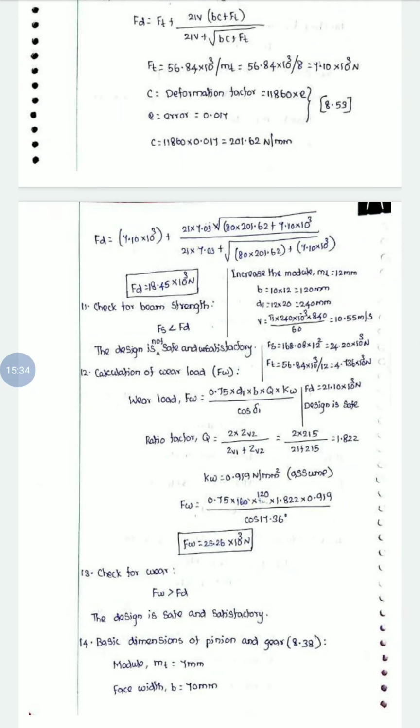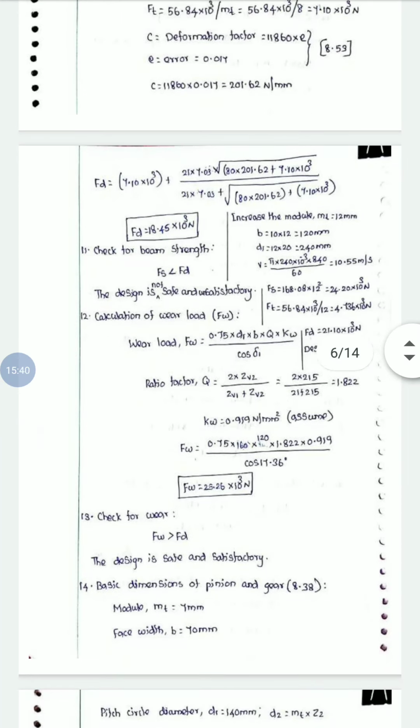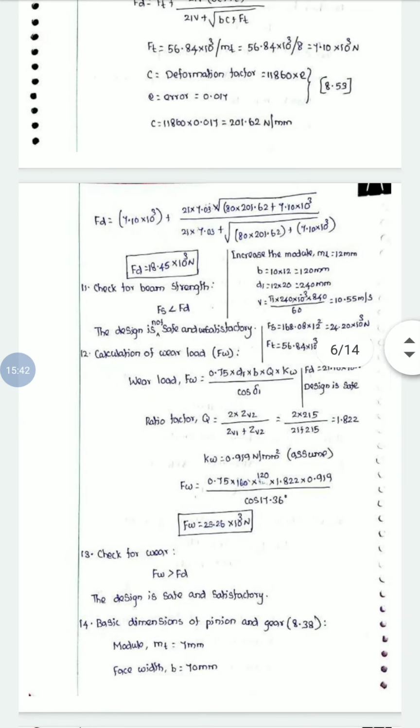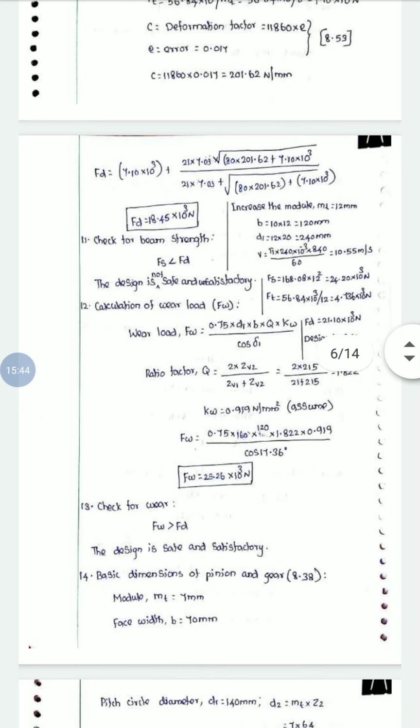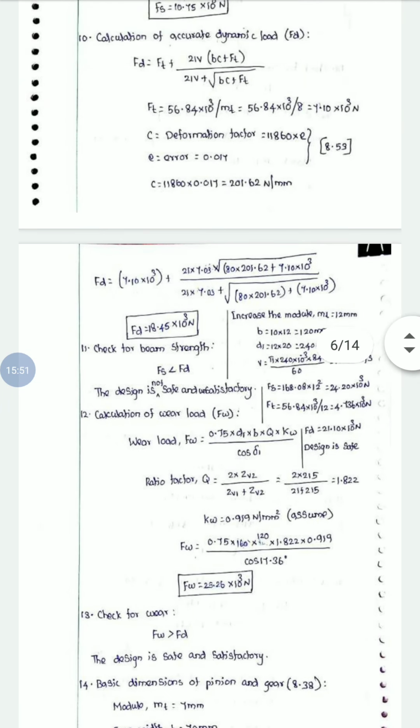Now we can substitute those values in the Fd formula. Substituting that, we get the Fd value as 18.45 × 10^3 Newton. After finding that, now we have to check whether the beam strength is safe or not, that is, whether the design is safe or not.